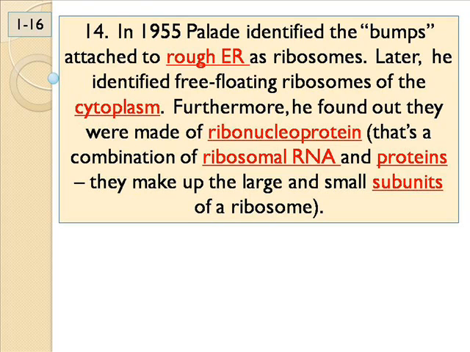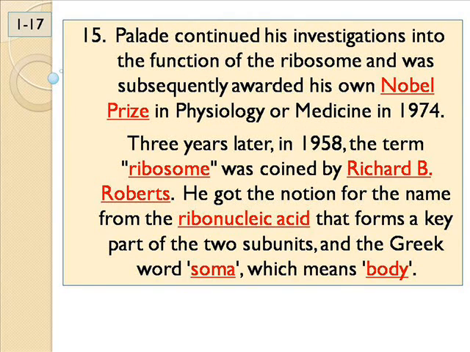This guy also found that the stuff in the ribosome was ribonucleoprotein, RNA. That's why he won the Nobel Prize. He discovered a whole lot of stuff. Then the two subunits, he discovered that with the electron scope. He won the Nobel Prize many years later. But the problem was, though, Palade didn't name it ribosome. Roberts was the one who said, that is a ribosome.